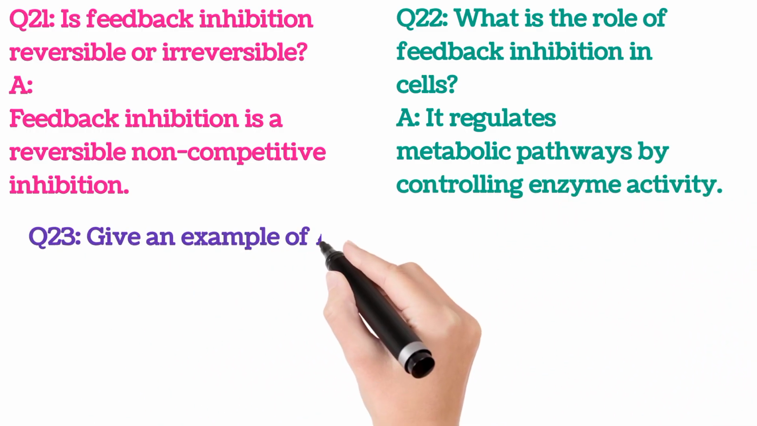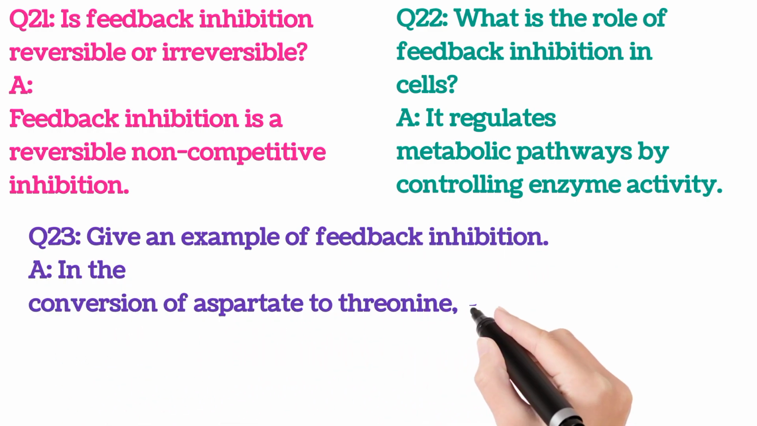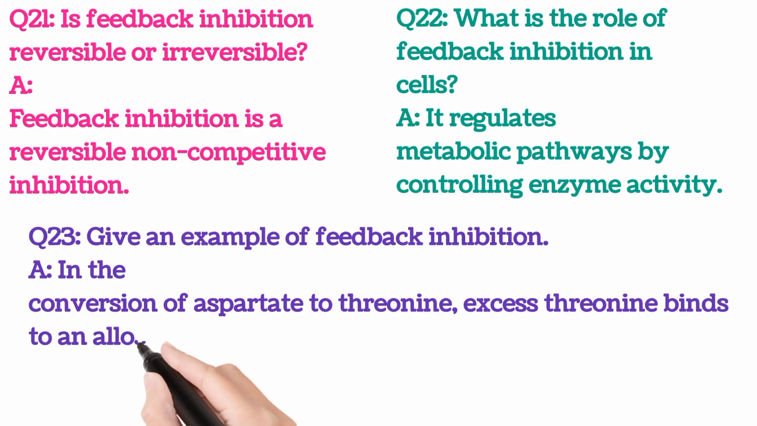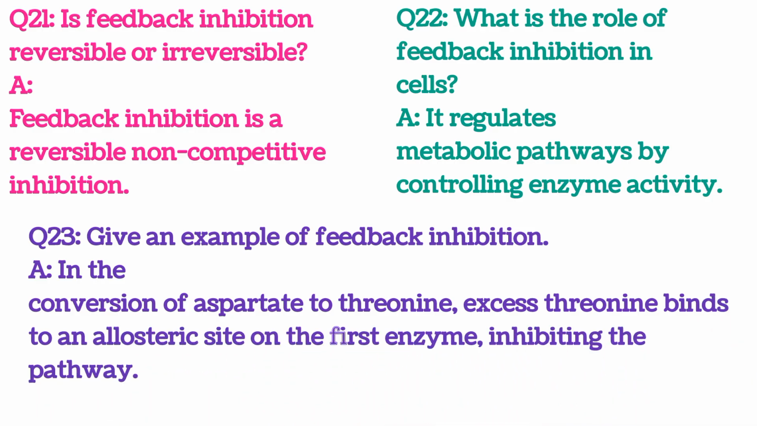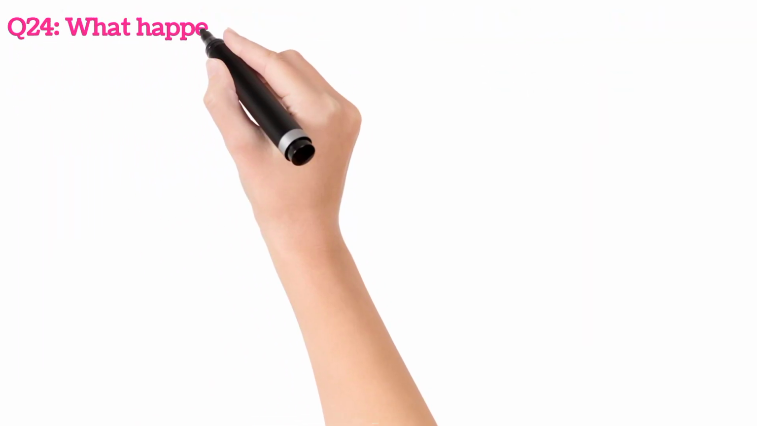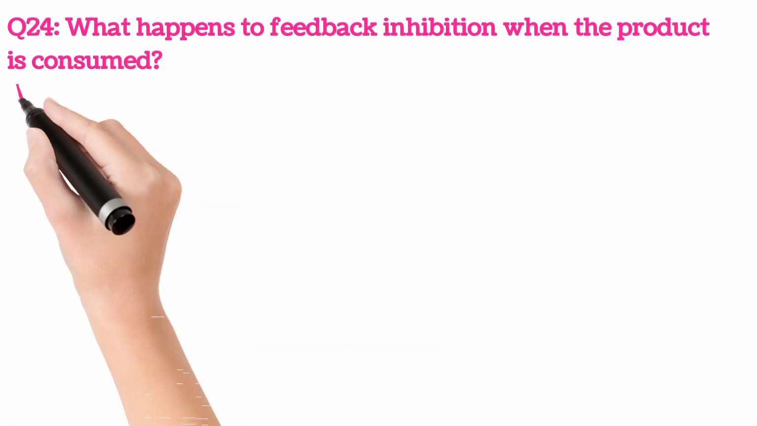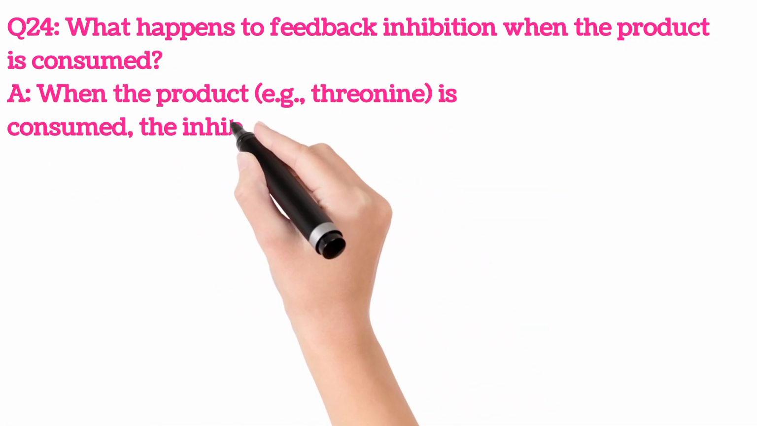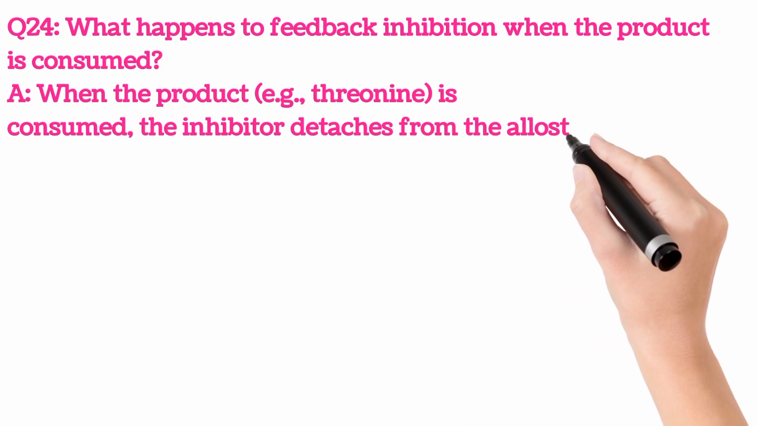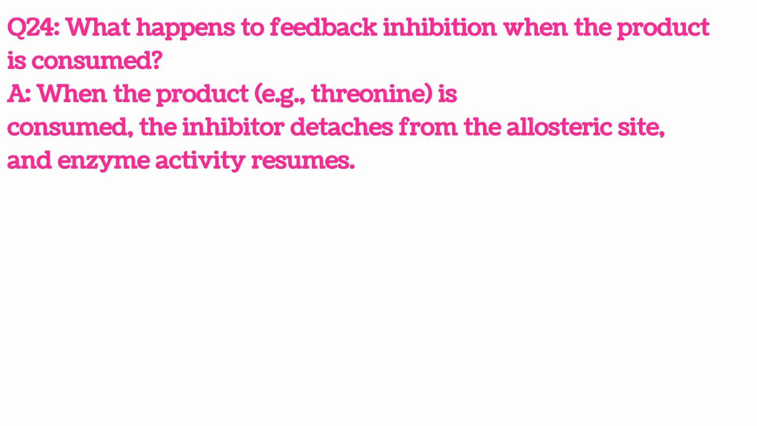23. Give an example of feedback inhibition. In the conversion of aspartate to threonine, excess threonine binds to an allosteric site on the first enzyme, inhibiting the pathway. 24. What happens to feedback inhibition when the product is consumed? When the product, for example threonine, is consumed, the inhibitor detaches from the allosteric site, and enzyme activity resumes.